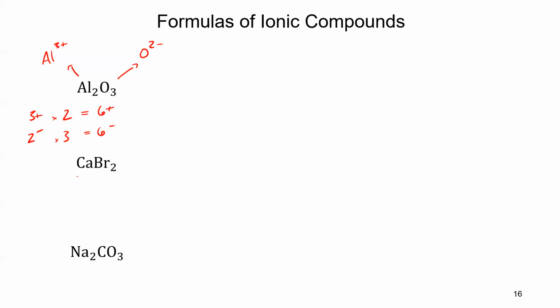We can do the same for calcium and bromine. Calcium, he's 2 plus, there's only 1 of him. Bromine is 1 minus, but there's 2 of him. And so they cancel each other out as long as we have 2 bromines. What if I wanted to have a compound like lithium and phosphate? If you need to fiddle around in your version of the PowerPoint slides to figure out the charge of those 2, what's the charge on lithium?